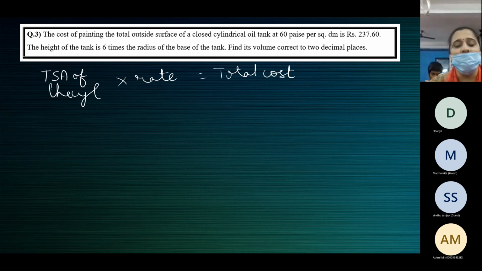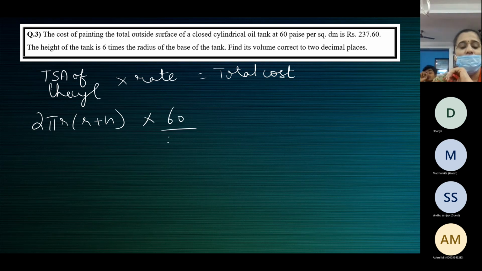See, if the question talks about time, distance, and speed, you will write speed is equal to distance by time. Now here the question talks about rate, total cost, and the total surface area. So how will you connect these three quantities in an equation? This is what you must write. 2 pi r into r plus h into the rate, which is 60 paise or 60 by 100 to convert it to rupees, is equal to the total cost, 237.6.